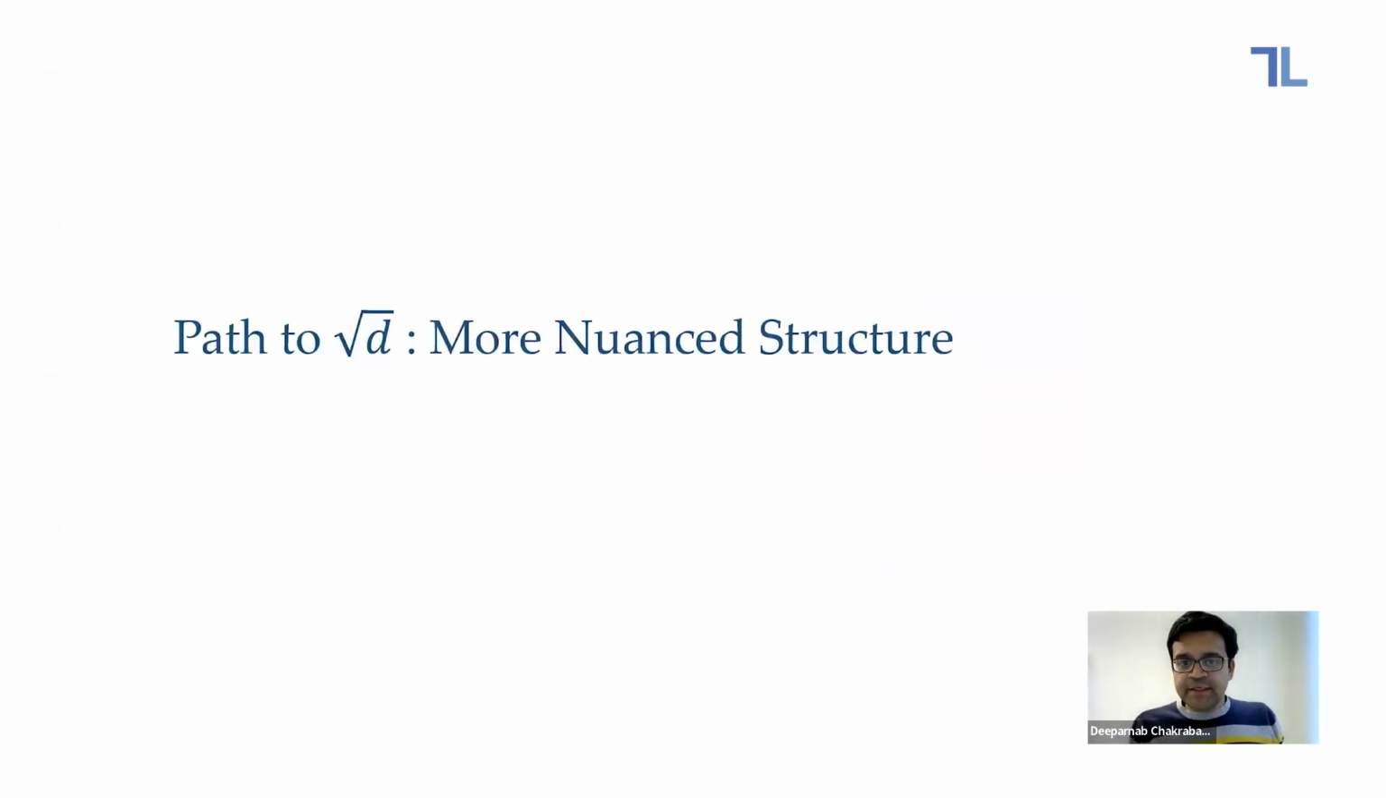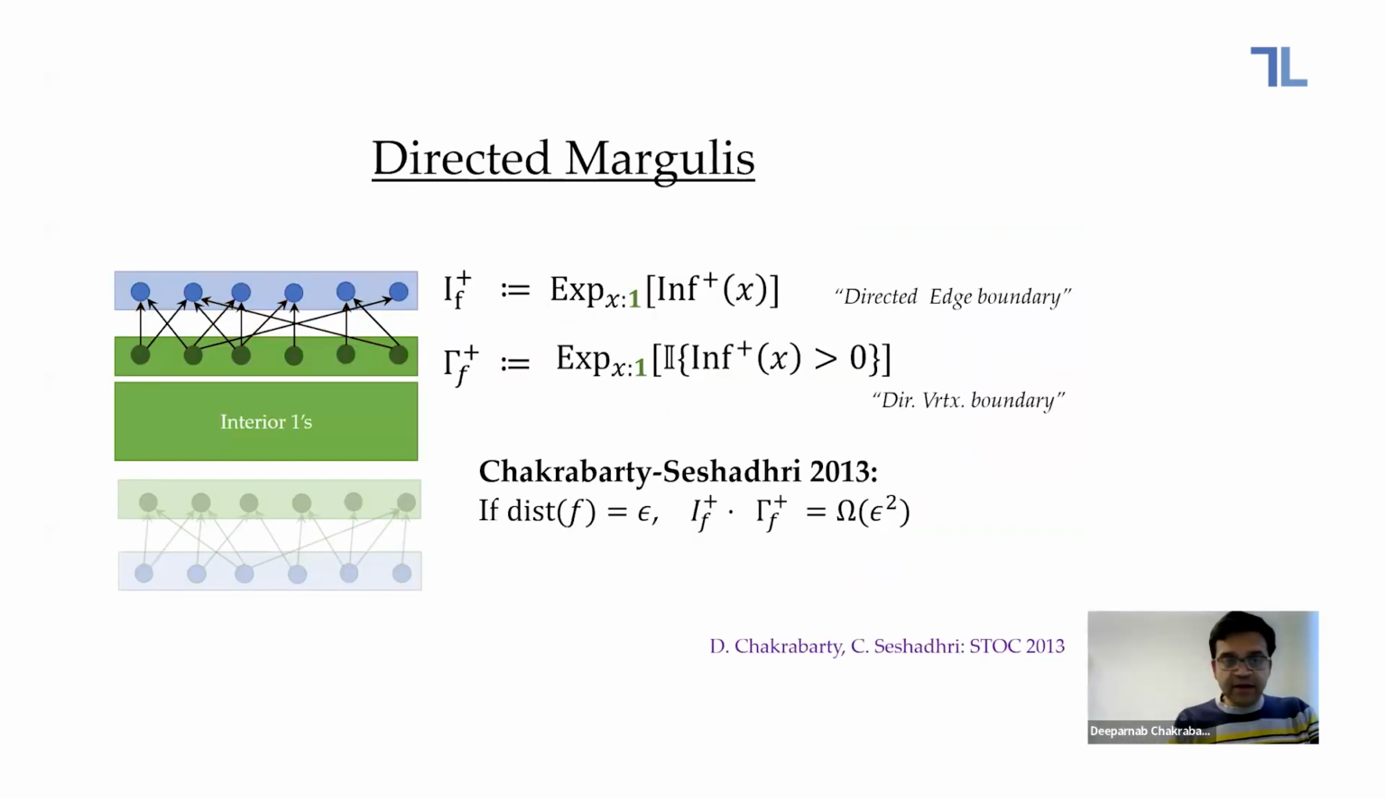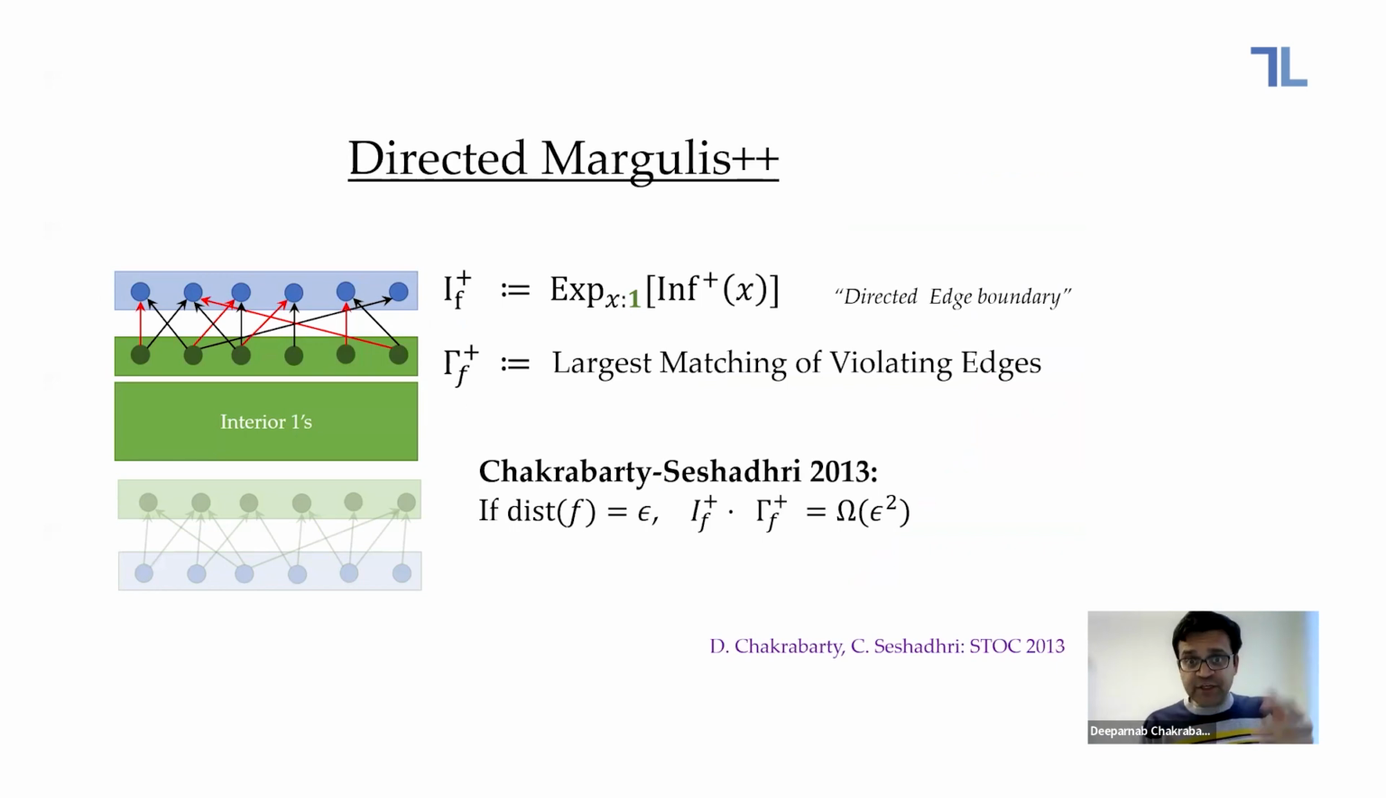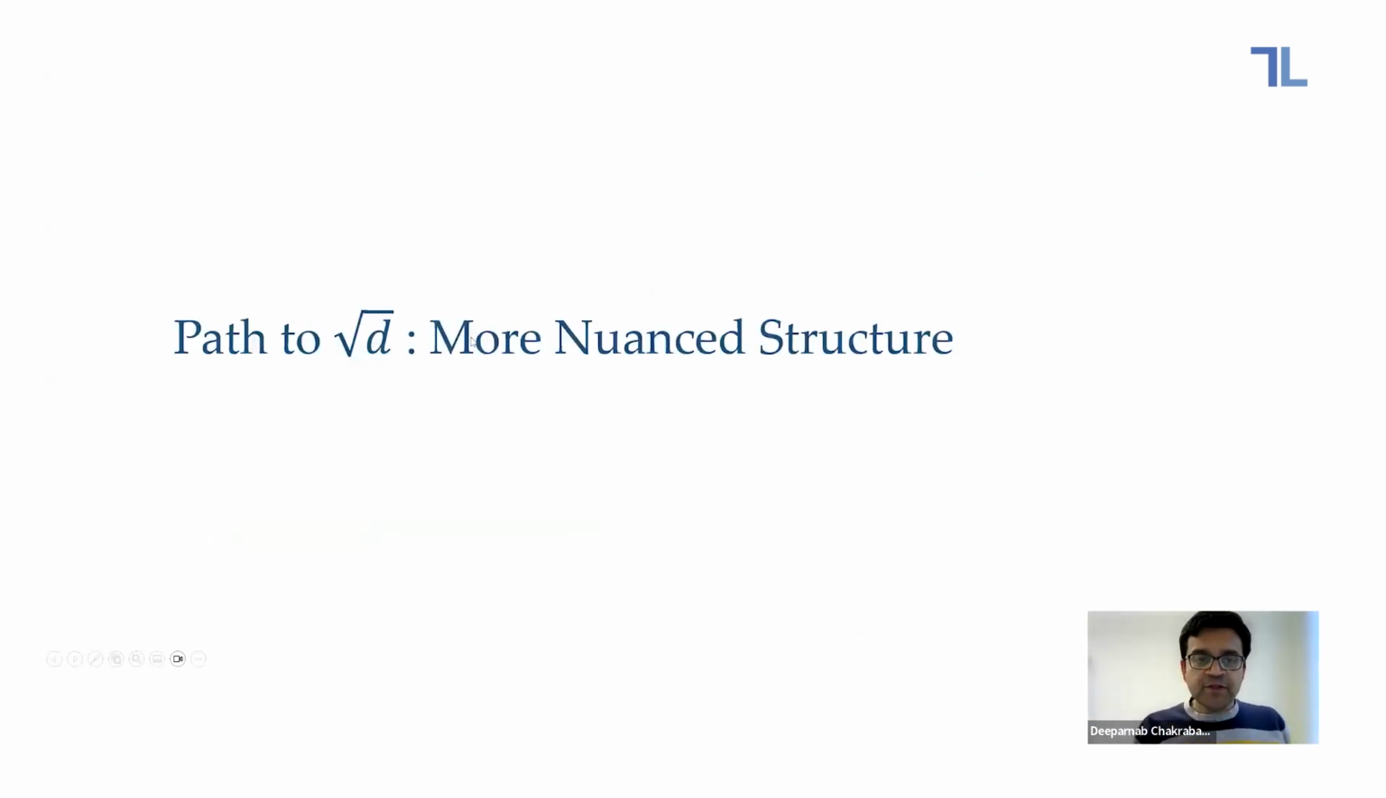Excellent. So if you have this matching structure, then the back of the envelope calculation, I've given you almost all the details, and you get the d to the 5/6 tester. So how do you get root d?